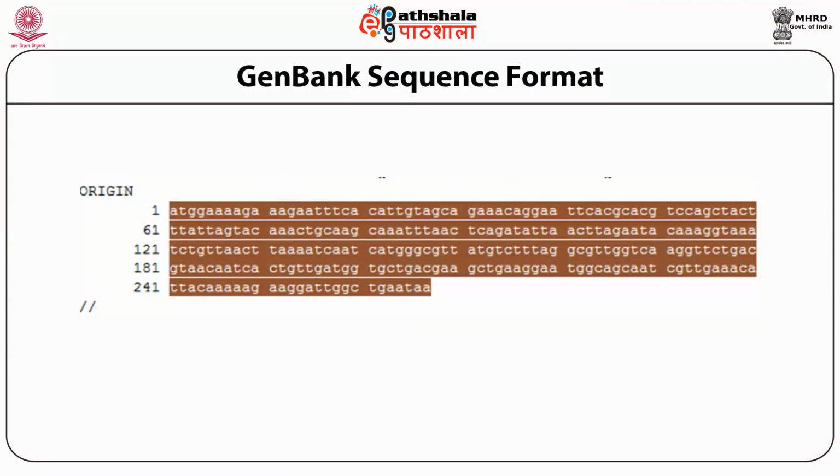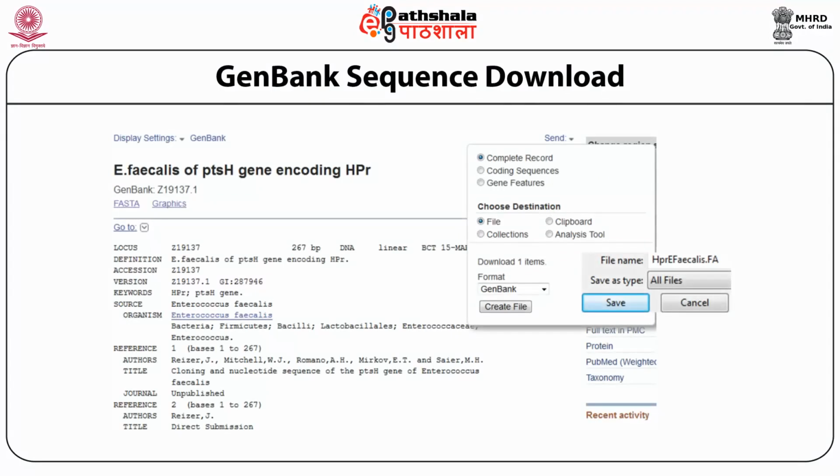And finally, in the GenBank format, the last section is the sequence section. It starts with the origin field and the sequence is displayed. The sequence is displayed in 6 columns, each column having 10 bases, that is 10 residues, which are numbered on the left side, starting with 1. To download the sequence, click on the Send button and then choose the destination and then the desired format, say FASTA in the present example.